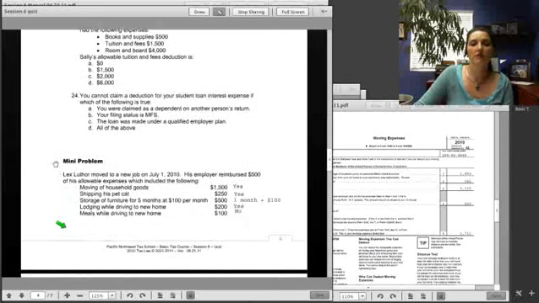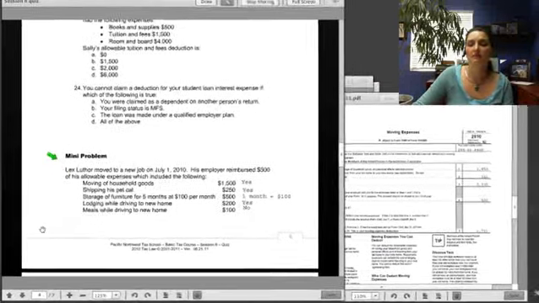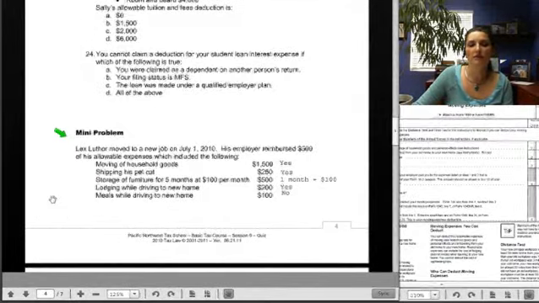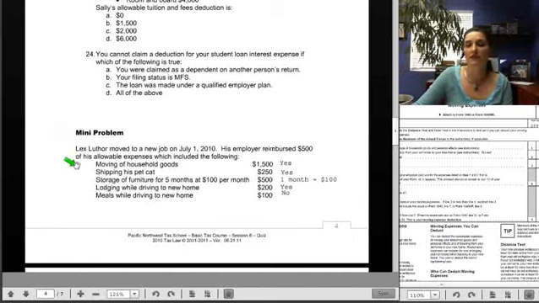The next most frequently missed question in line is the mini problem. Lex Luthor moved to a new job on July 1st, 2010, and his employer reimbursed $500 of his allowable expenses, which included the following: moving of the household goods. Is that a deductible amount? And the answer is yes, it is.